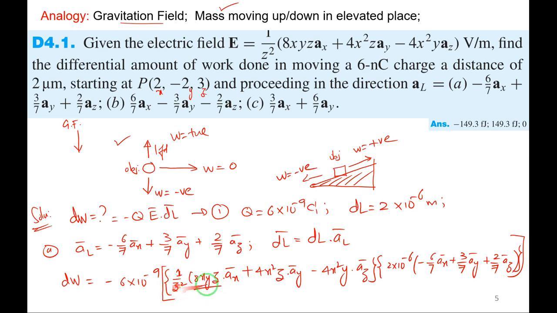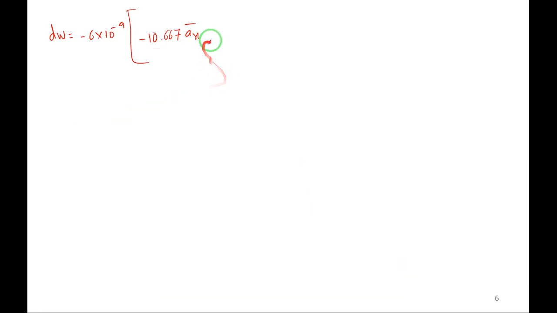This one divided by z square. Then I'll go for second. 4 x square z. 4 into x square, x square means 2 square, into z, which is 3, divided by z square, 3 square. So I'm getting it as plus 5.33 aY.